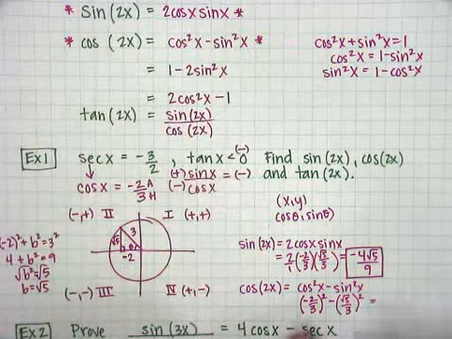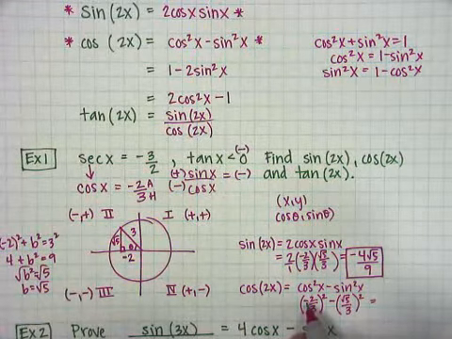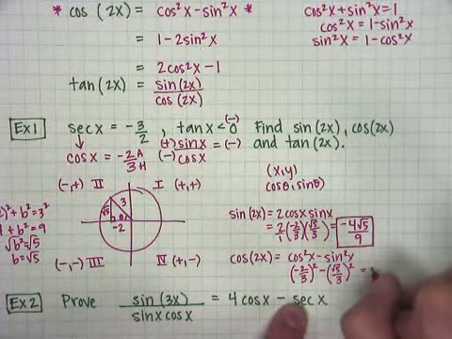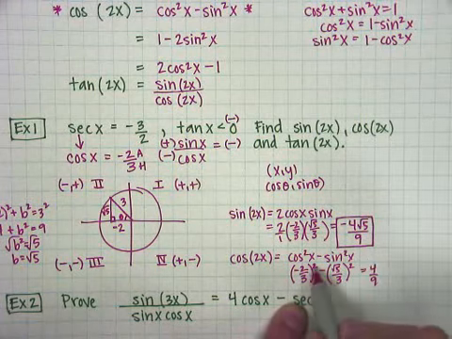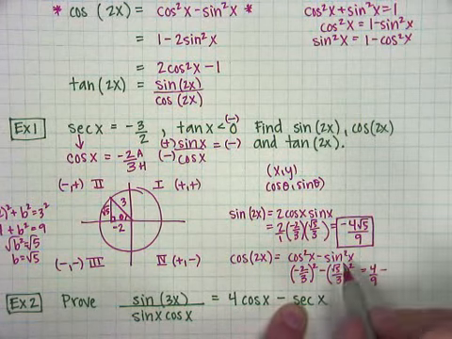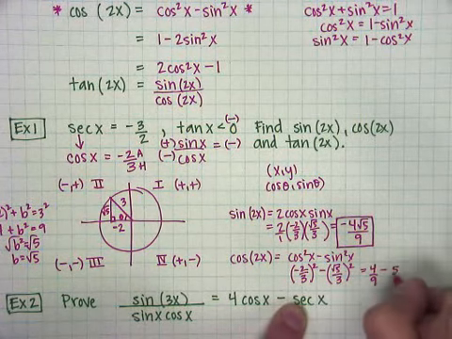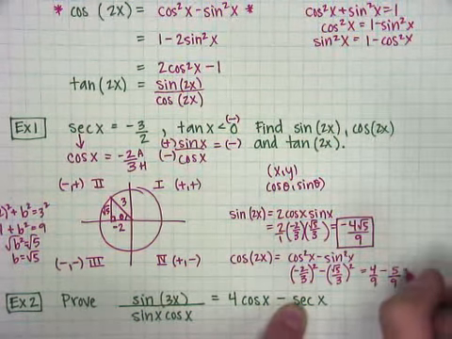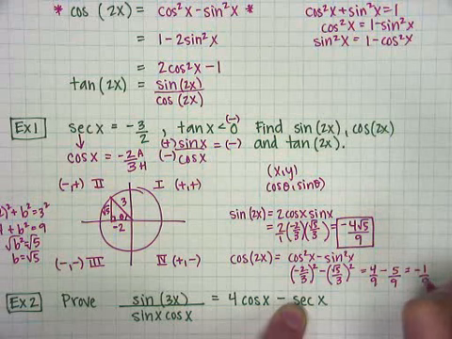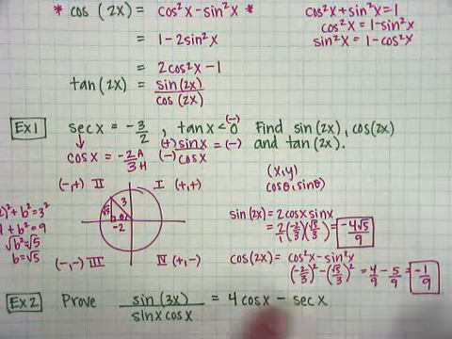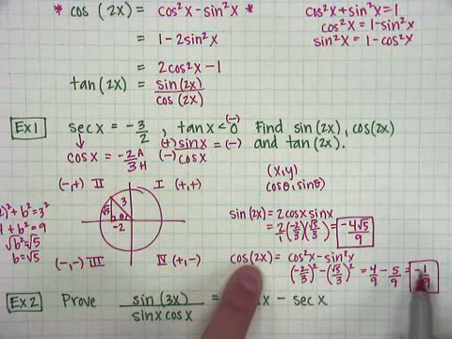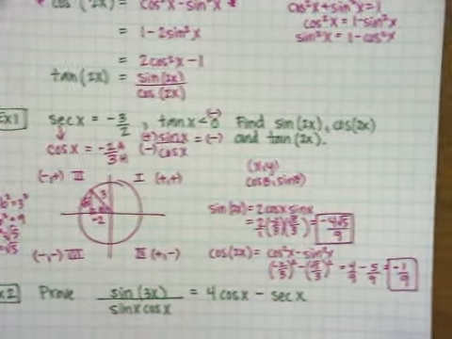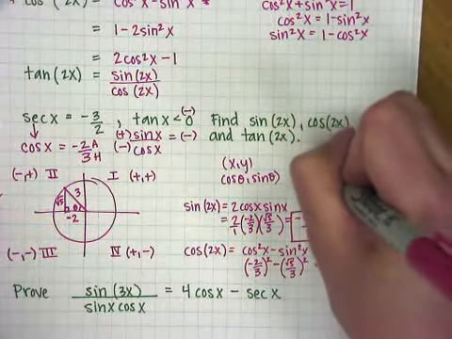So I get, let's see, negative 2 squared, a negative times a negative is a positive, so I get 4/9 there, because I square the top and square the bottom. The square of root 5 is just 5, and 3 squared is 9. So 4/9 minus 5/9 is negative 1/9. There's my answer for cosine of 2x. It equals negative 1/9.